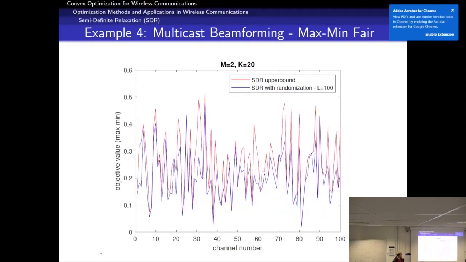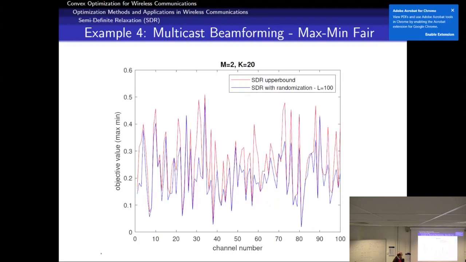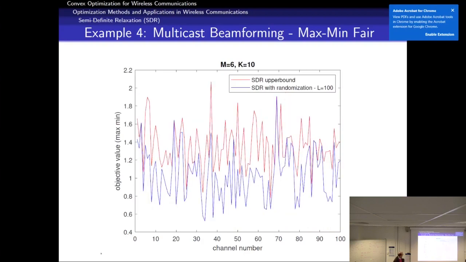And so you can change the parameters. You see, you increase the number of users, for instance. And if you increase the number of users, well, it becomes a little bit more difficult, so they have a larger gap also between the upper bound and the randomization. If you increase the number of antennas, the gap between the randomization and the upper bound becomes even bigger. It's even more difficult to close the gap. And so you can change the parameters like this, and you see how far you are from this upper bound.